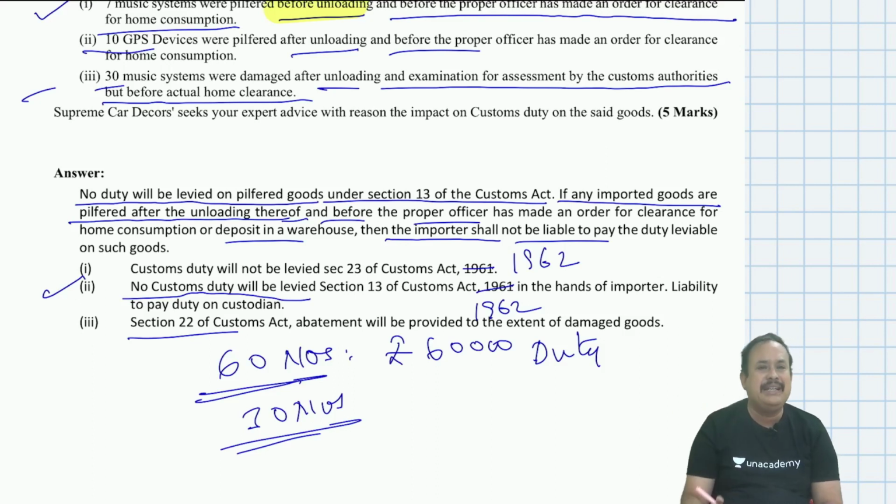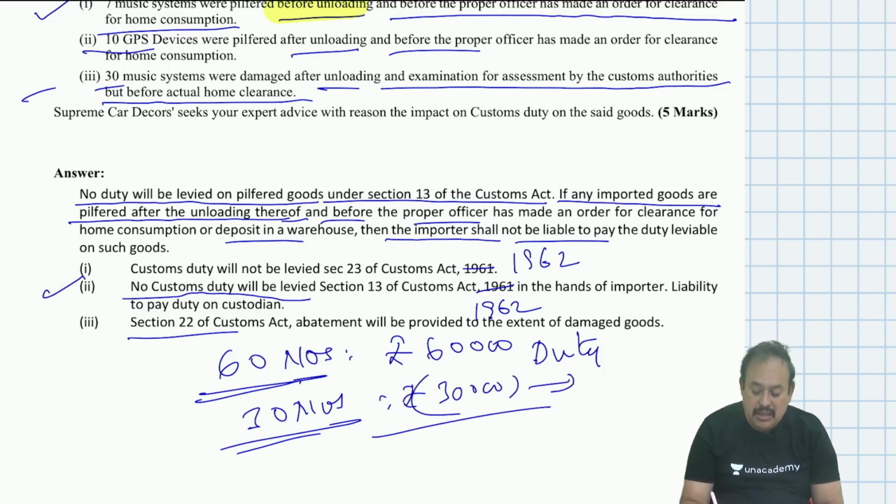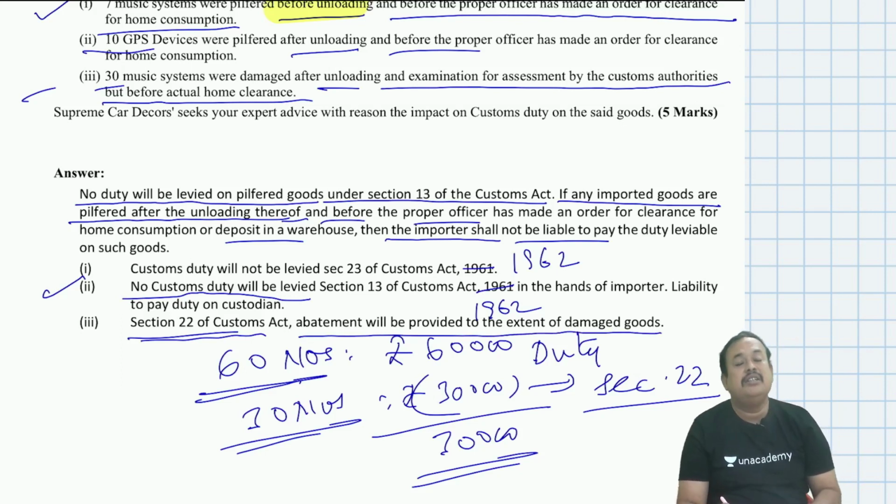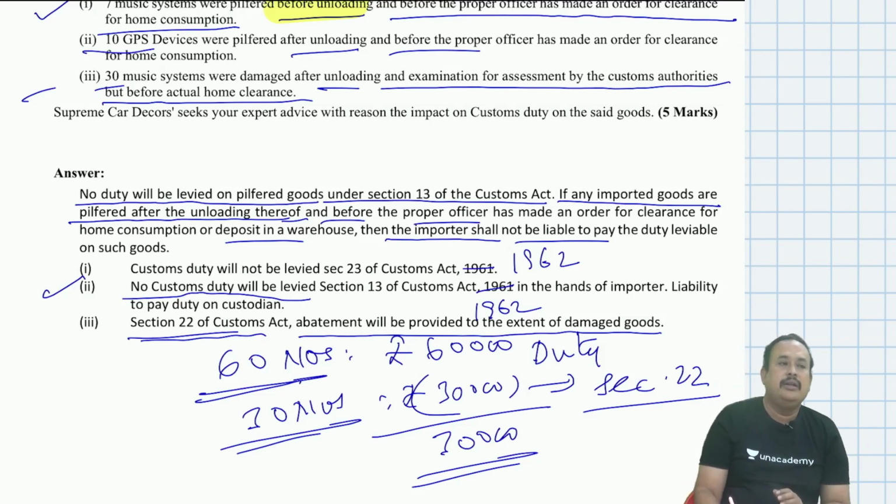No recovery takes place. In that case, proportionately, duty also will be reduced, which is section 22, abatement of duty, and to pay the balance 30,000 duty only is sufficient. So the advice is section 22 of the Customs Act, abatement will be provided to the extent of damaged units, thereby to the extent of damaged units duty is not required to be paid. This is the way in which you can advise as a chartered accountant to the importer.